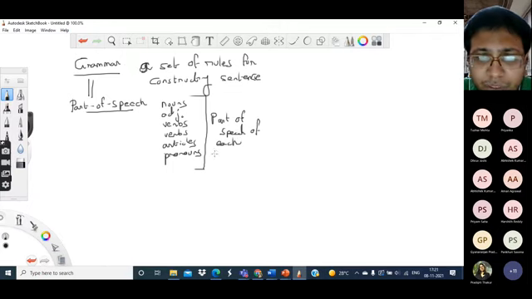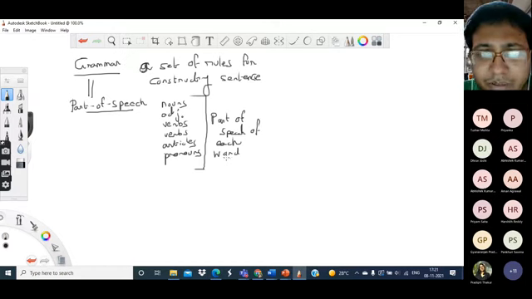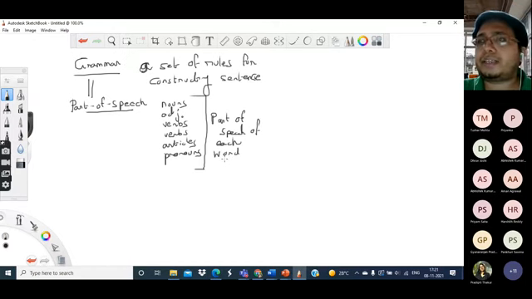Now it also needs to be remembered that there may be certain words which can be associated with different parts of speech. There can be various words which are both noun and verb, or which may be both noun and adjective, and so on, right?